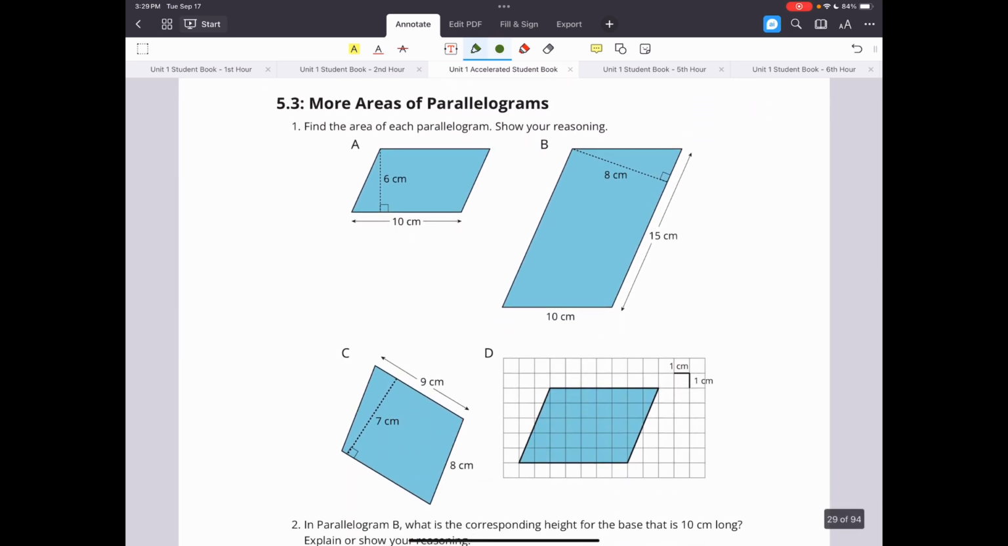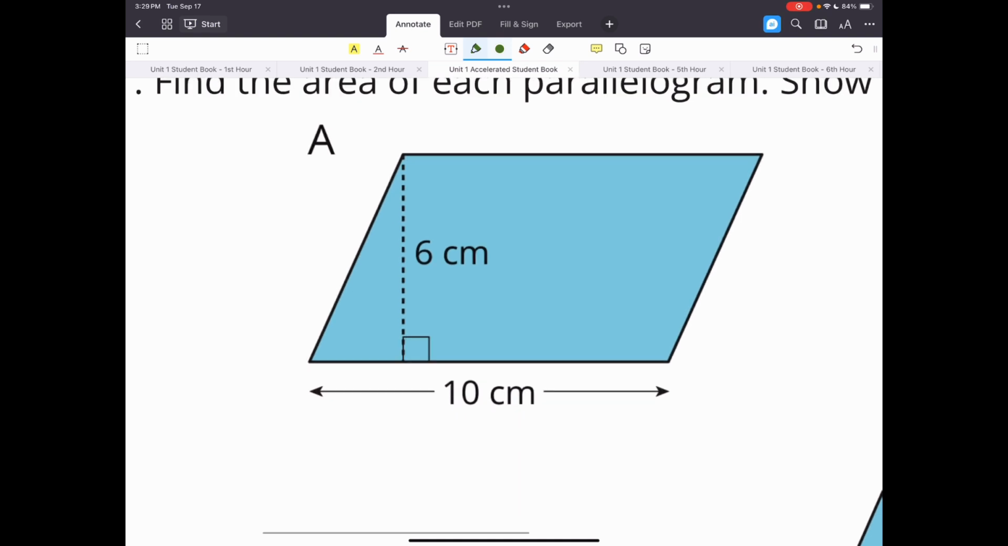Okay, 5.3, we are now off the grid. So now that we're off the grid, this is where they've given us measurements, but we have to find the 2 measurements that work for the specific parallelogram. The first one, A, is very easy. They give us two measurements, but make sure that you're circling the 90 degrees, because where that 90-degree angle comes in, that's the base and the height.